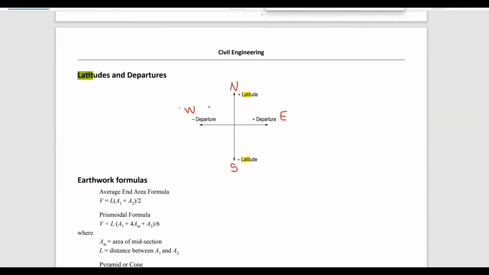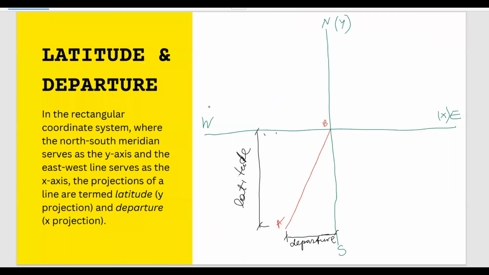So why is this important? If I go back to my problem here, south was negative, west is negative, north is positive, and east is also positive. So for my line here, I have departure negative, because west is negative based on the FE Handbook, and latitude is also negative.